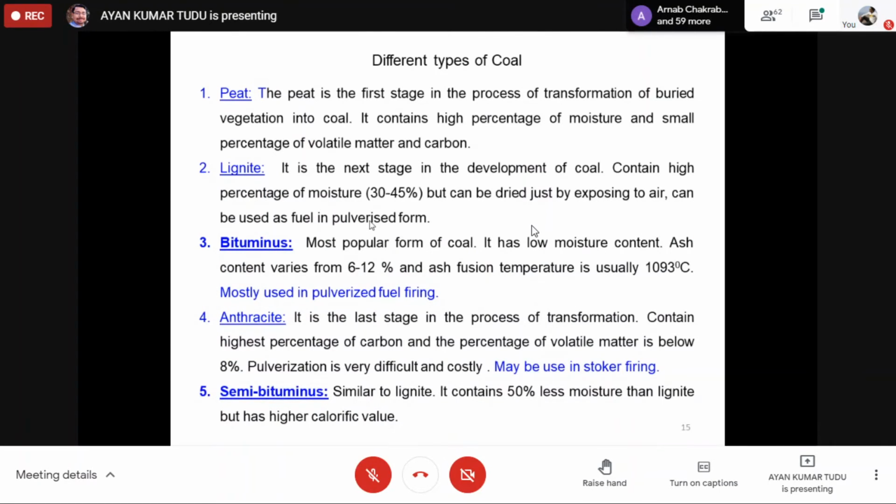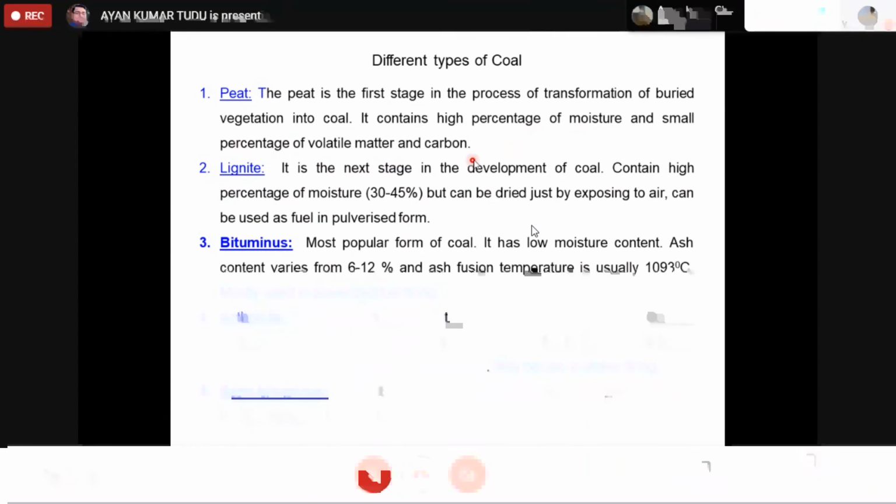So we have peat, the first stage in the process of transformation of buried vegetation into coal. So it contains a high percentage of moisture and a small percentage of volatile matter and carbon.